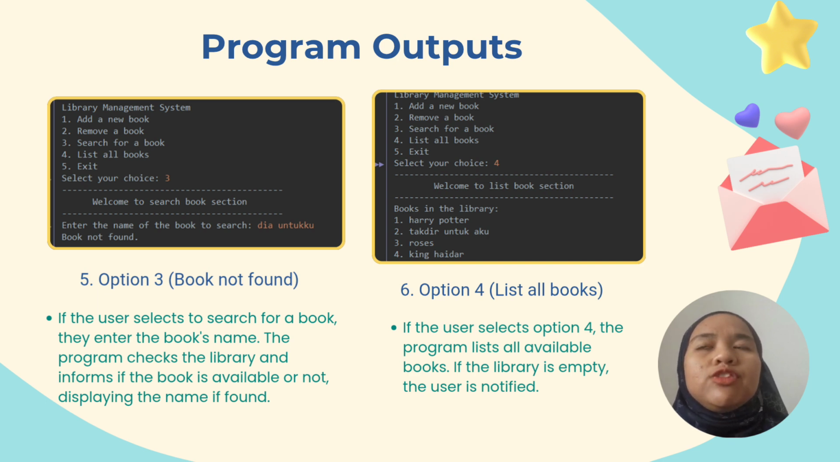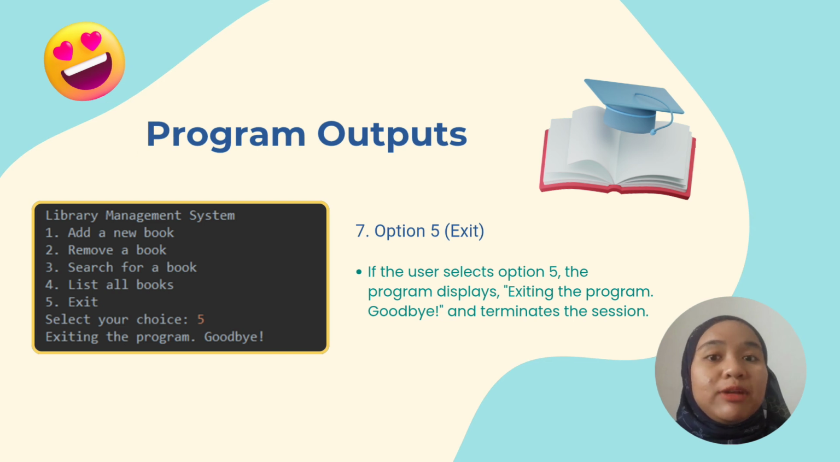Besides that, if the user selects option 4 to list all books in the library, the program will display a list of all books currently available. If no books are in the library, the program will notify the user that the library is empty. Last but not least, when the user selects option 5 to exit, the program will display a message saying exiting the program, goodbye. This message serves as a farewell and indicates that the session is being terminated.